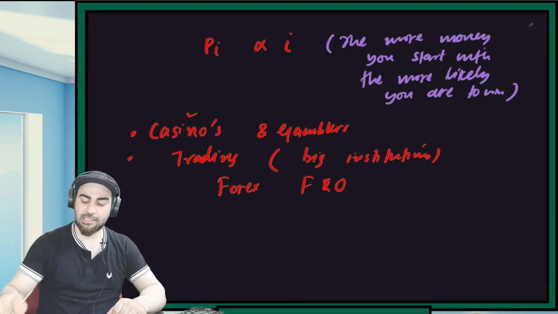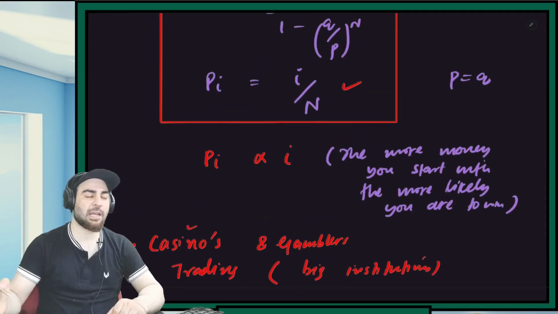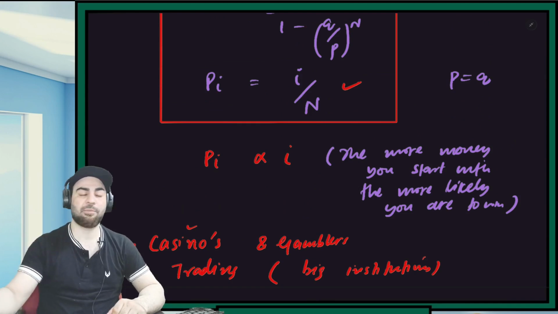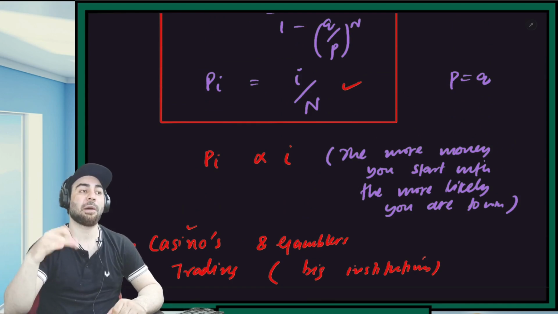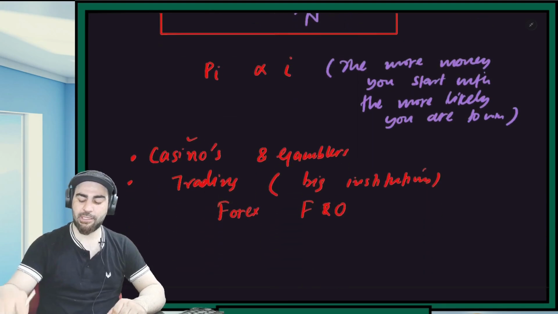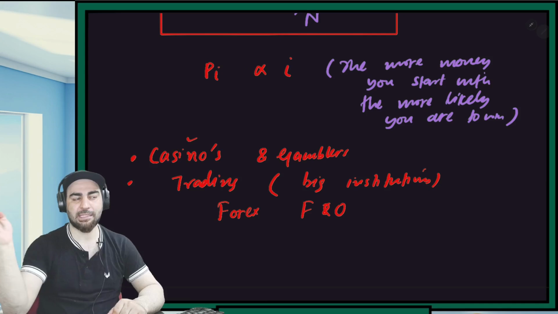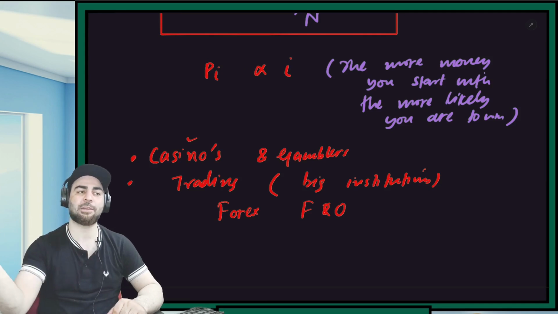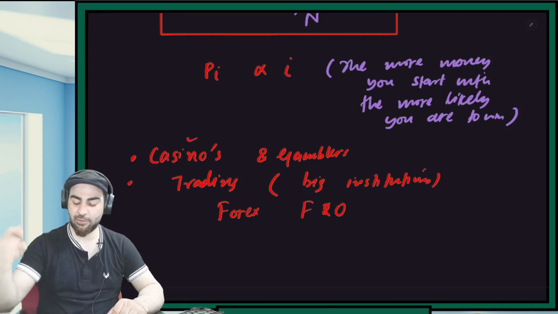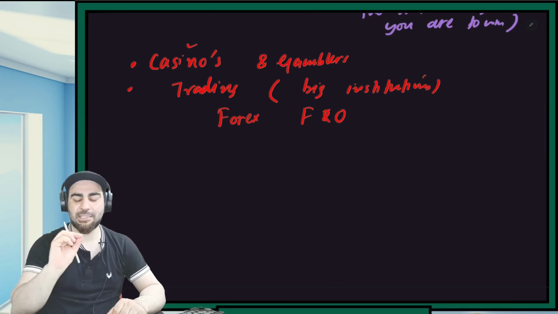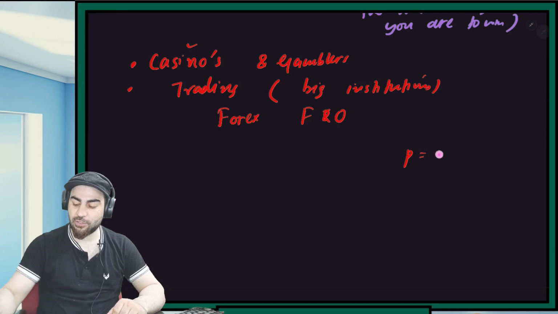That is evident from this equation: Pi is equal to I by n, given that I am making an assumption that P is equal to Q, that the probability of winning for both parties is the same. So here, I am assuming that the casino has a similar winning probability as the person who is gambling there. Now let's make some assumptions and tweak this probability. We were assuming that P is equal to Q. Let's tweak it a bit.